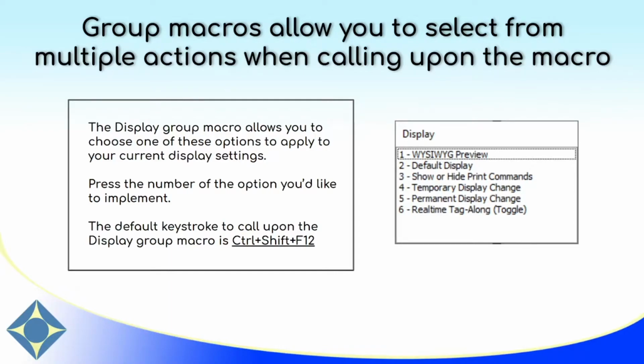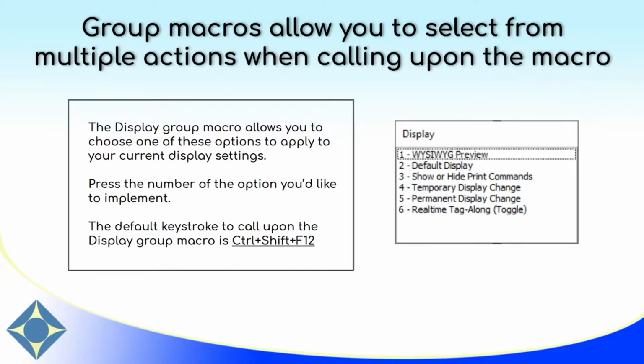The display group macro offers you a total of 6 options. First, the WYSIWYG preview. WYSIWYG stands for What You See is What You Get, and this will show you exactly what your document will look like when it prints. This will disable things like editing fonts and ensure that you can see your text boxes. Option number 2 for the default display will enable your default display settings and undo any temporary changes you've made.